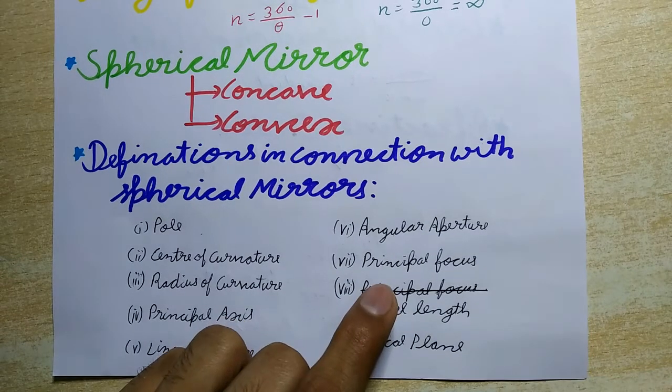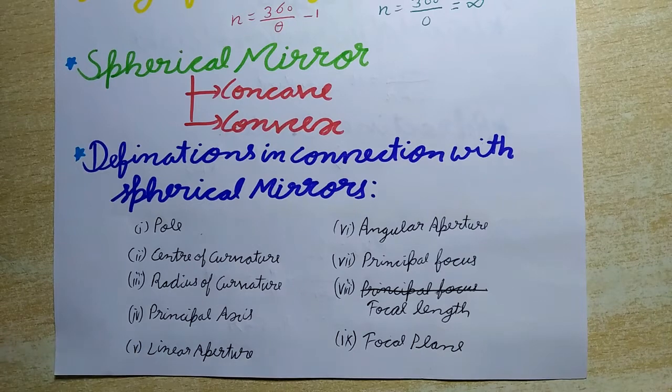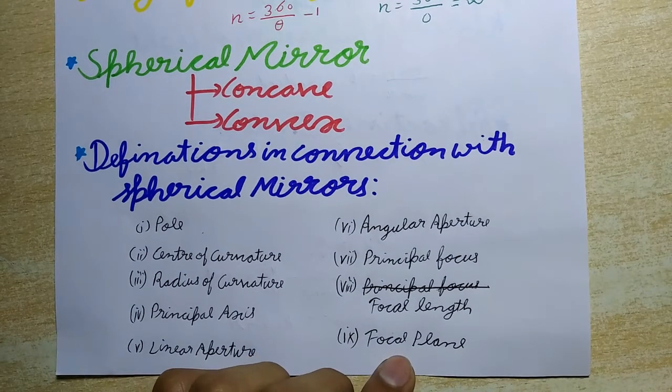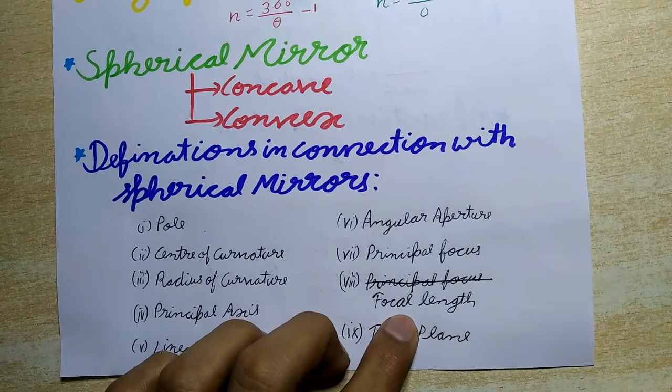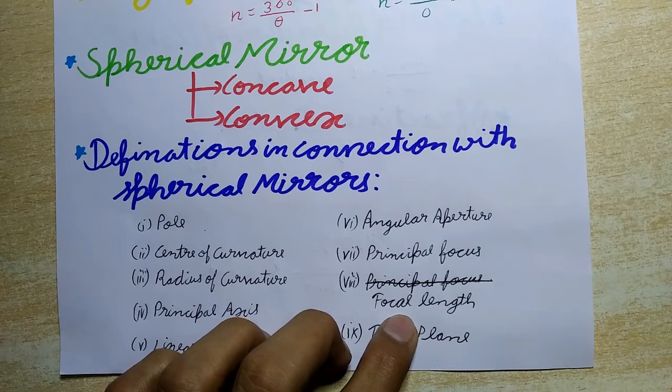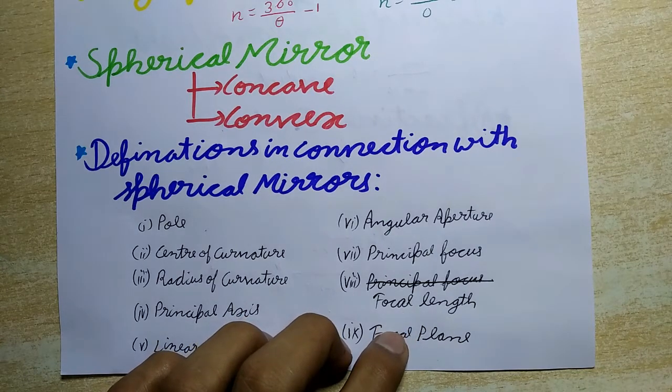Next is principal focus. A narrow beam of light parallel to the principal axis either actually converges to or appears to diverge from a point F on the principal axis after reflection from the spherical mirror. This point is called the principal focus of the mirror. A concave mirror has a real focus, while a convex mirror has a virtual focus. And the eighth property is focal length. It is the distance f equals PF between the focus and the pole of the mirror.